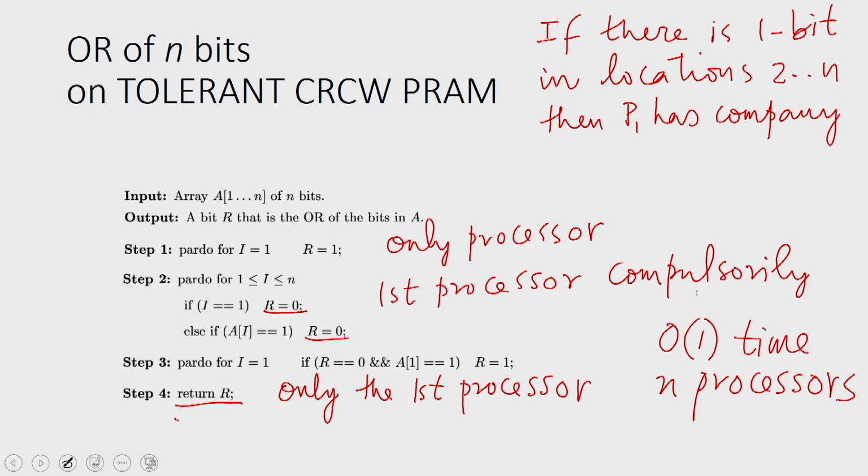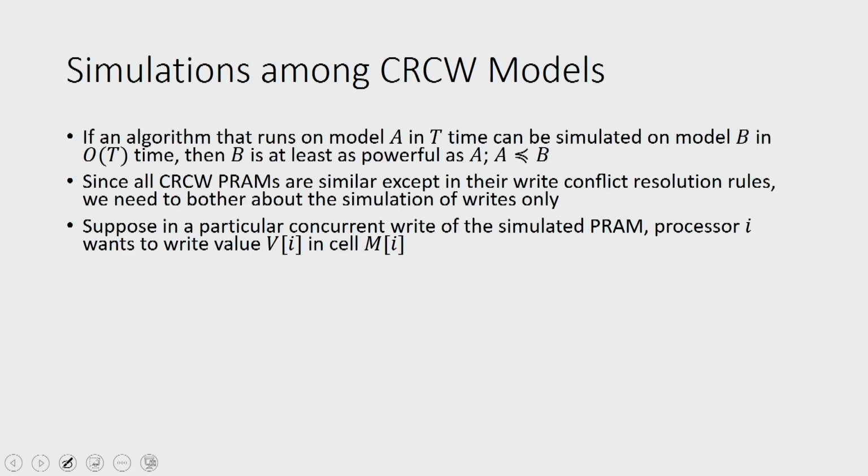So, on the tolerant model as well, we are able to find the OR of n bits in order of 1 time, exactly as we did in the case of the common algorithm. But as you can see, the algorithm is a lot more complex, and we shall see that algorithms on tolerant generally tend to be far harder to prove for correctness and to analyze than algorithms for common. Therefore, we will usually find that common is a lot more used in the literature.